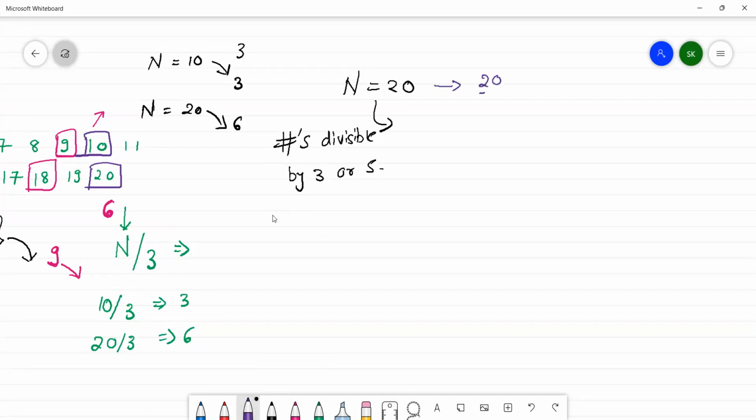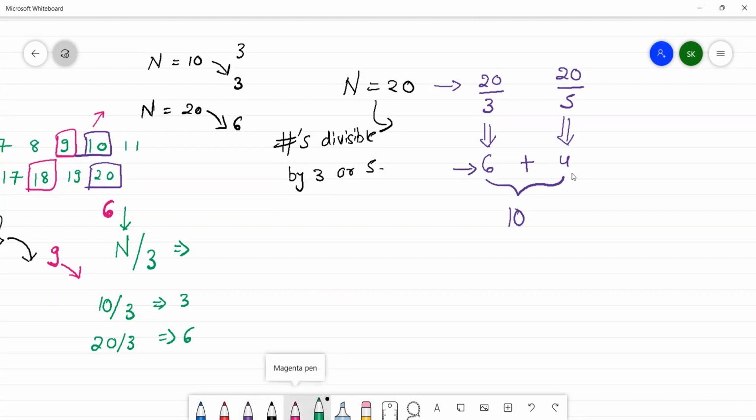You will divide 20 by 3. You will get the number of multiples as 6. You will do 20 divided by 5 and you will get the result as 4, correct? At the end, you will add them and give your result, correct? Total multiples you will give, right? But is the answer for 20 is 10? No, the answer is 9.